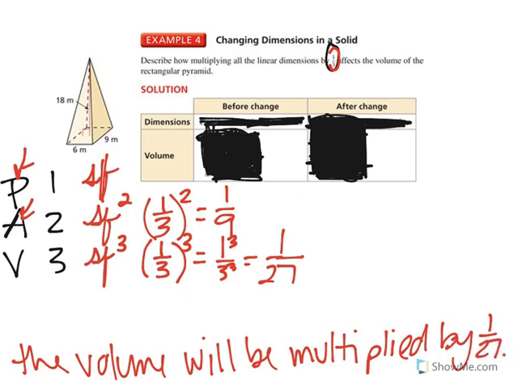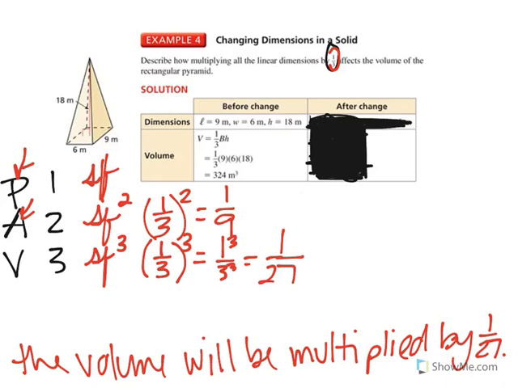Now, what you can do is you can look at your dimensions before the change. Okay, we know that our slant height is 9. We know our length is 9, we know our width is 6, and we know our real height is 18. So if you find the volume of that pyramid, which is 1/3 base area times height, so you just take 1/3 times 9 times 6 times 18, and you get 324 meters cubed.